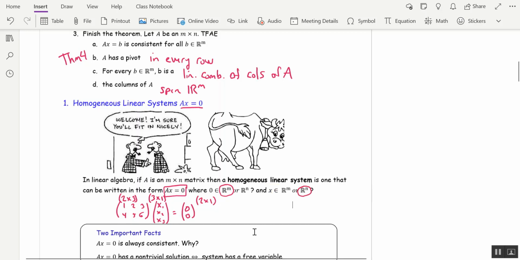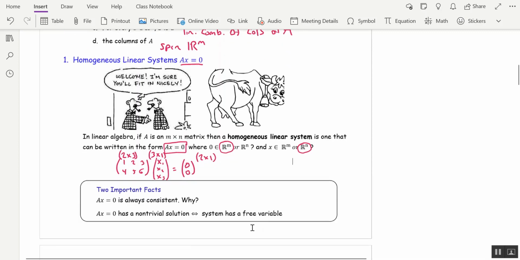So an important fact, 2 important facts, AX equals 0 is always consistent. And the reason for that is that X equals 0 is a solution. And that's because A times 0 is always going to be 0. So you'll always have at least one solution, and that's the trivial solution. We call that the trivial solution, X equals 0. That means all the entries are 0.